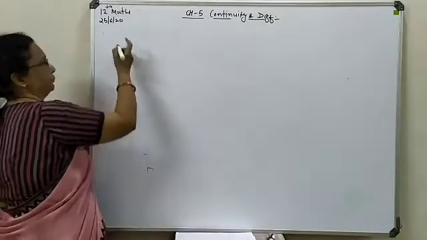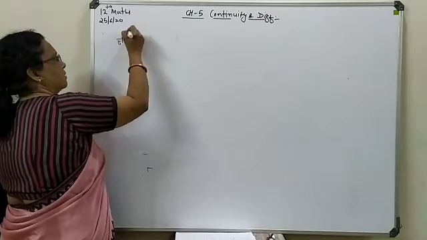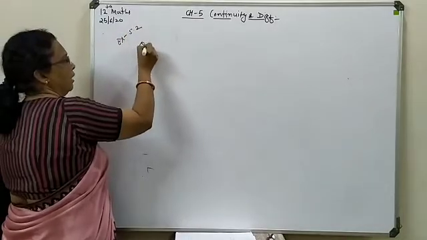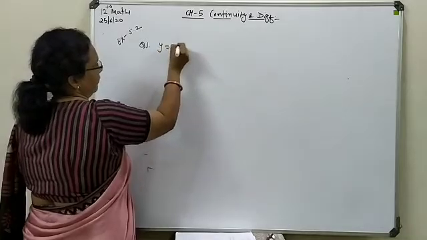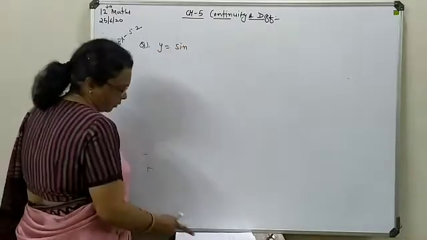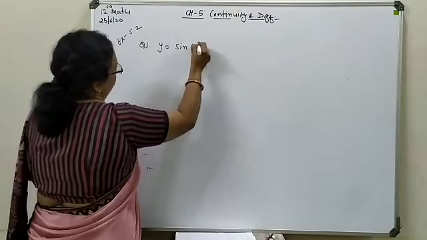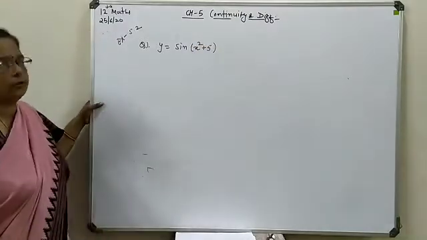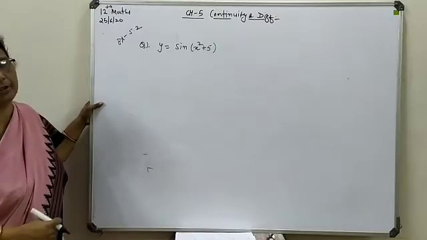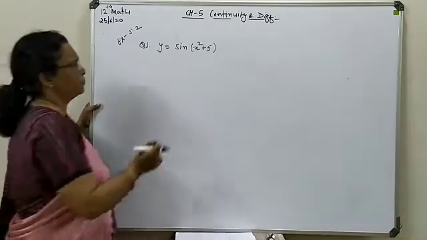Now here in exercise 5.2, we have the first question, in which your function is given as sin(x square plus 5). Now to denote the derivative of any function, you can use any of the notations.